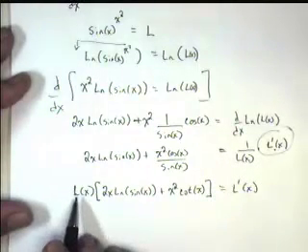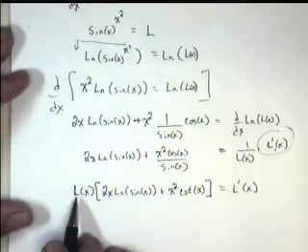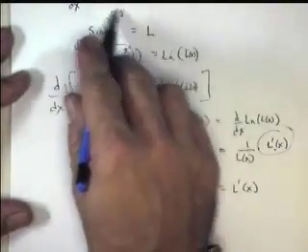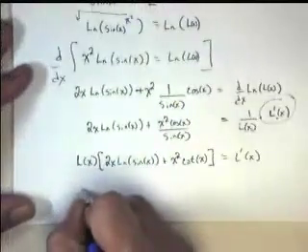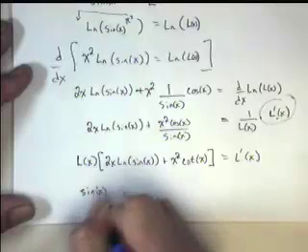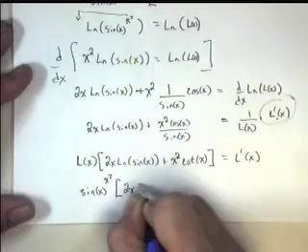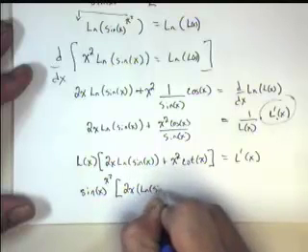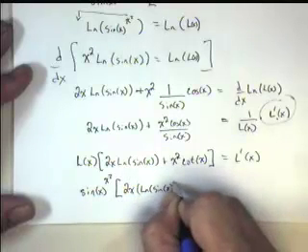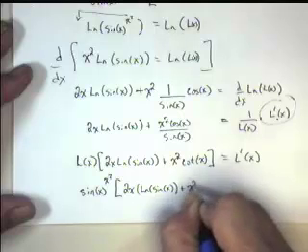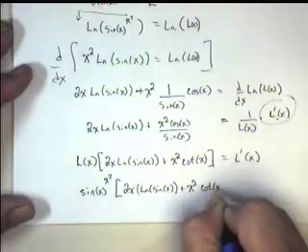Well, we don't want this left in terms of L of x, so we will say L of x was sine of x to the x squared, our original function up here. So this is sine of x to the x squared times 2x natural log sine of x plus x squared times the cotangent of x.